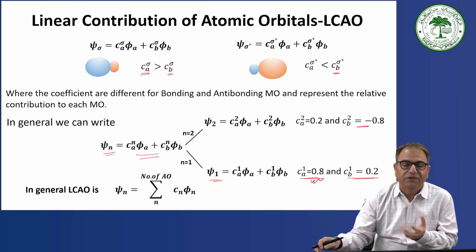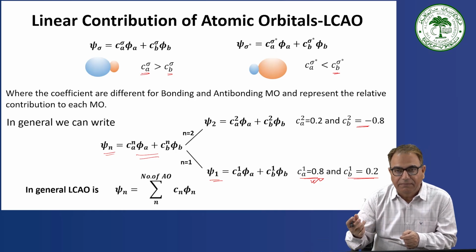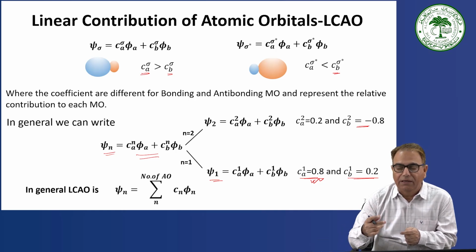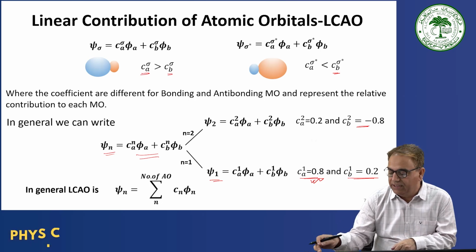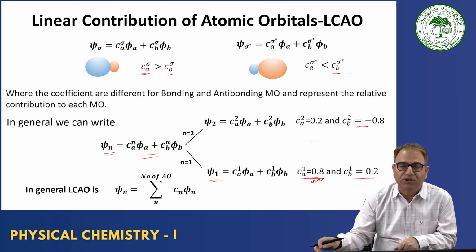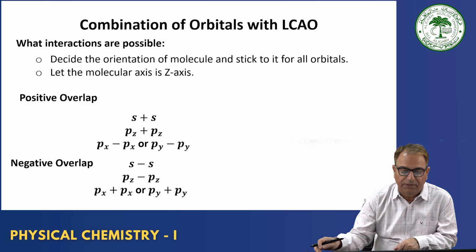So, for example, if you have the case of the HF molecule, then this will arise, because the H 1s orbital of hydrogen and the P orbital of fluorine will have different energies, and in that case the contribution will be different in different molecular orbitals.